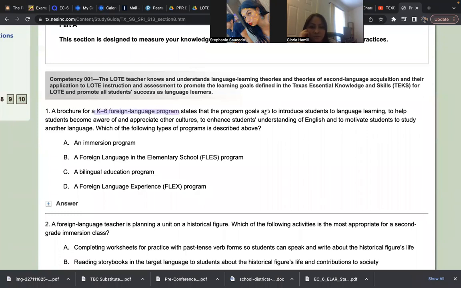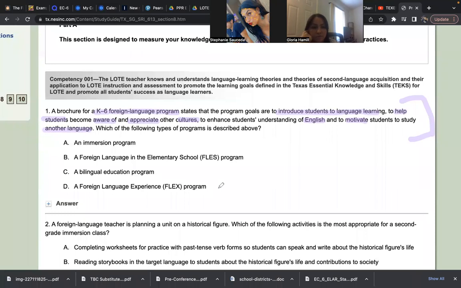So we have a brochure for a K-6 foreign language program that states that the program goals are to introduce students to language learning, to help students be aware and appreciate other cultures, to enhance students' understanding of English, and to motivate students to study another language. So this particular type of program is one of these.